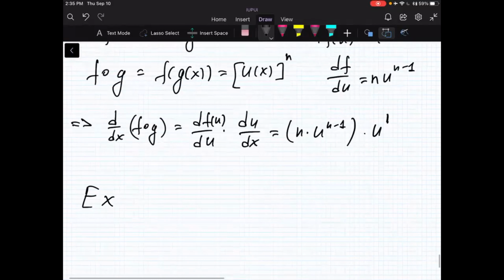Okay, so let's practice more and say, consider this, x squared minus 2x, okay, whatever. And let's do the third root.